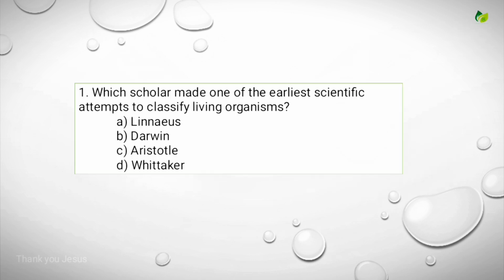The first question is, which scholar made one of the earliest scientific attempts to classify living organisms? Options are Linnaeus, Darwin, Aristotle, Whittaker. For this, the correct answer is Aristotle, because Aristotle made one of the earliest scientific classifications. Okay, let's see the second question.